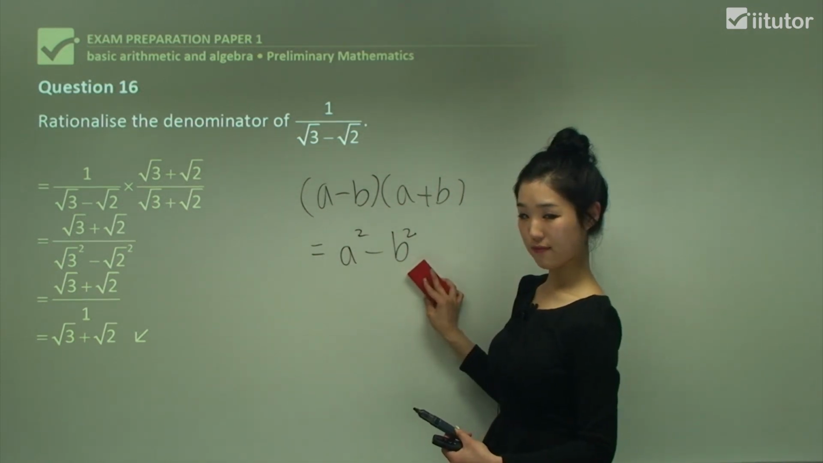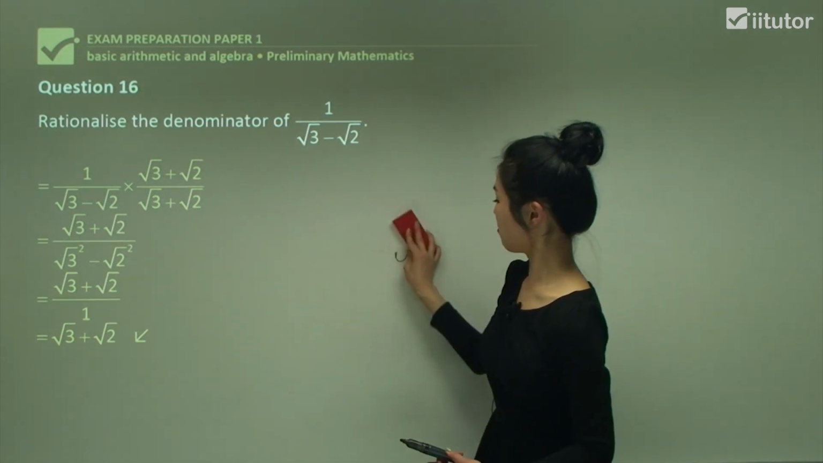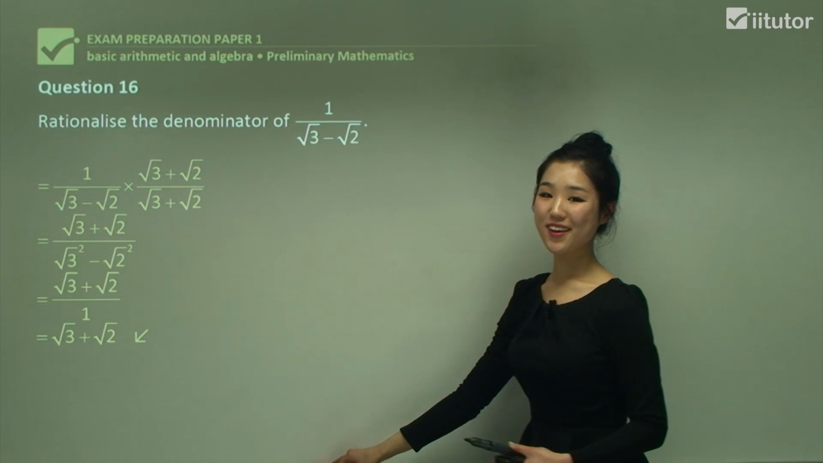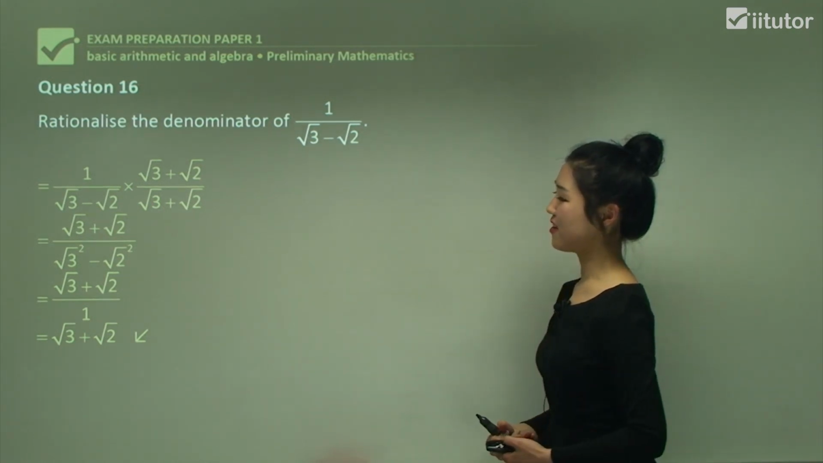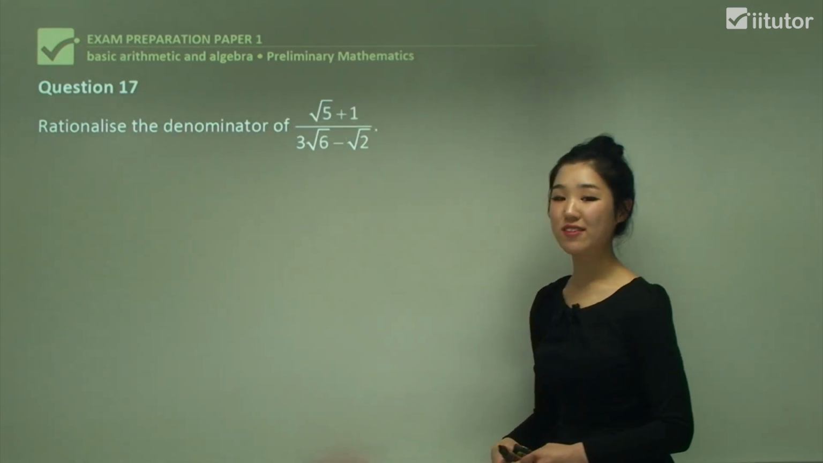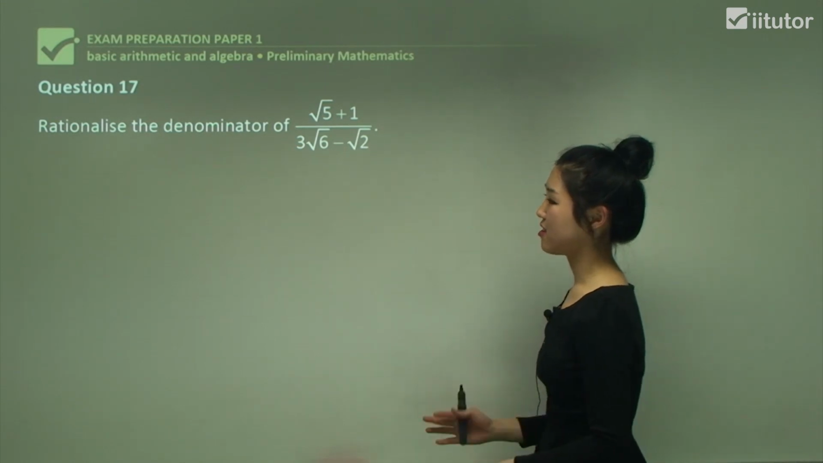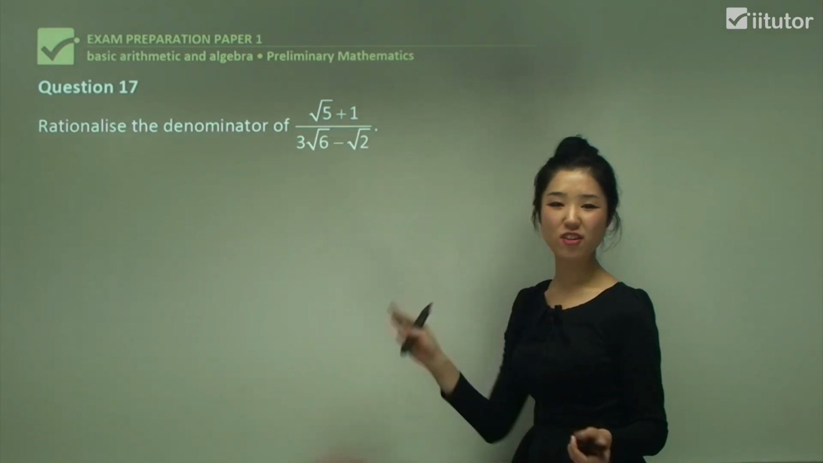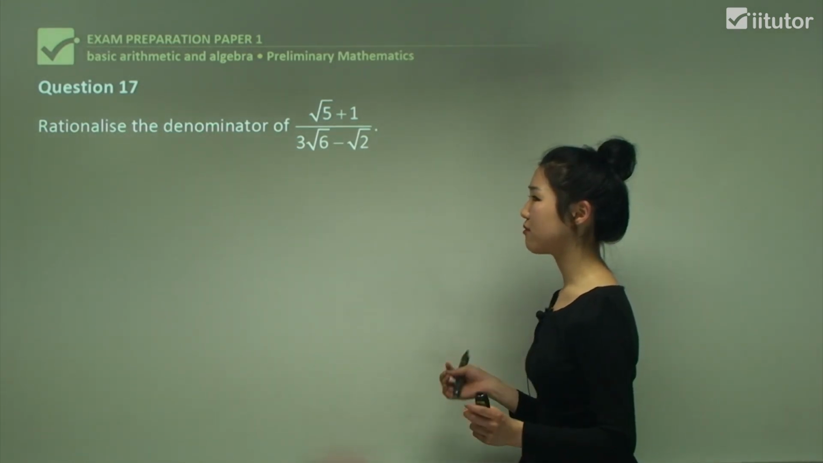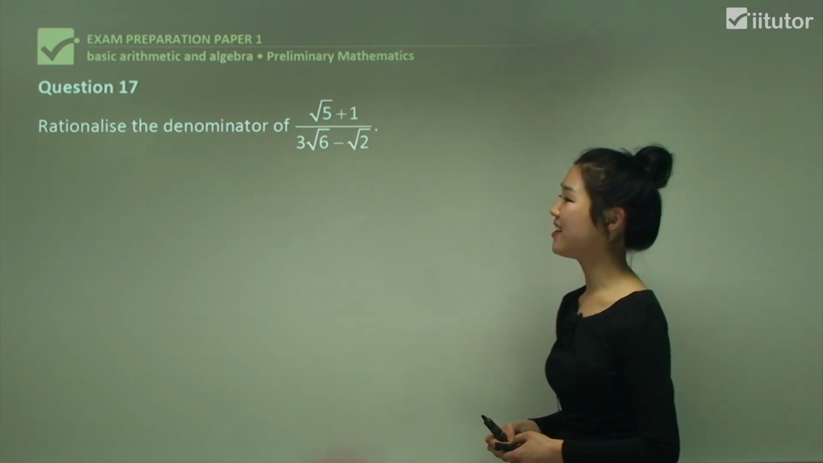Okay, make sure you know this. This is just some simple stuff. Okay, that's question 16. Let's move on. Question 17. Again, it says rationalize the denominator of this expression. The only difference is that it looks a little bit more confusing. Okay, so let's get started.